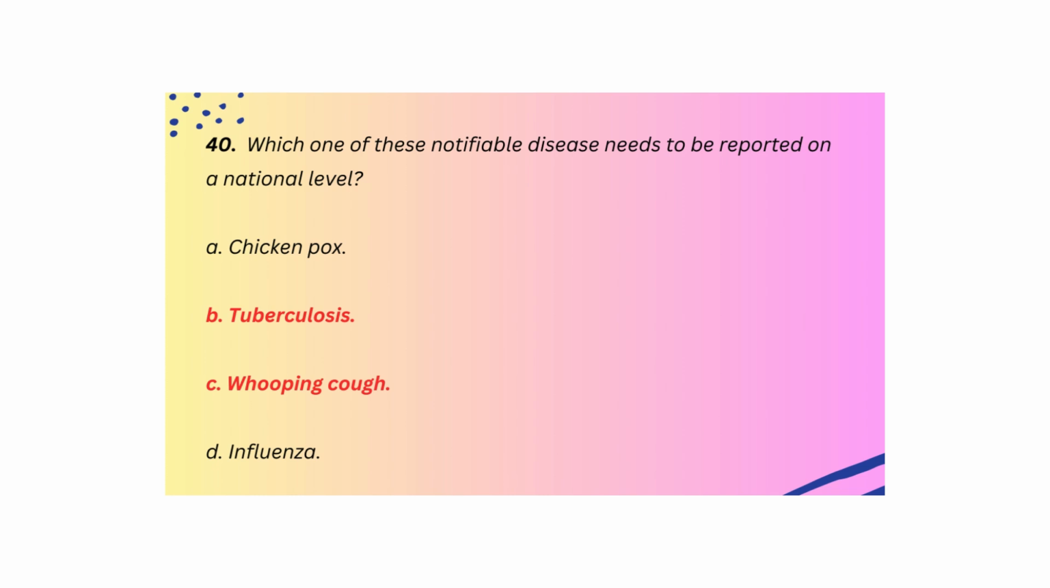Q40. Which one of these notifiable diseases needs to be reported on a national level? A. Chickenpox. B. Tuberculosis. C. Whooping cough. D. Influenza.